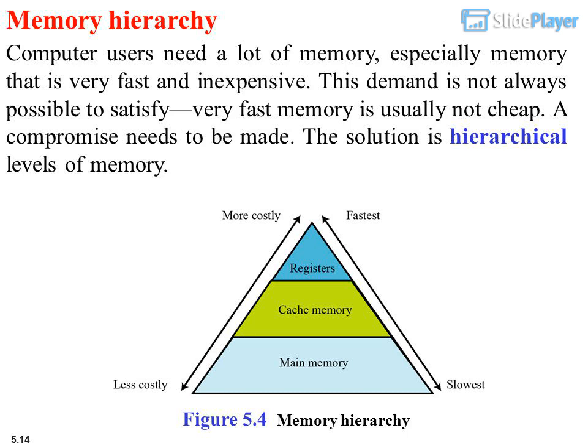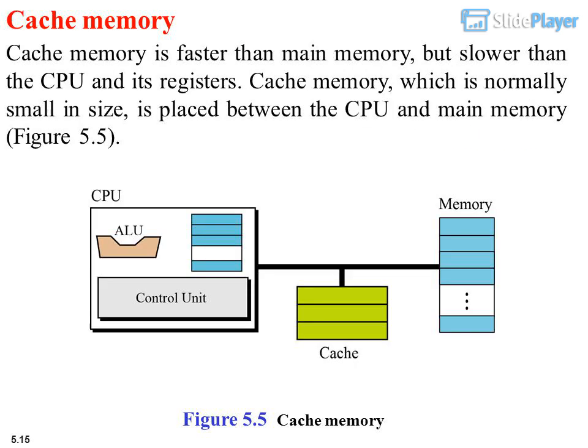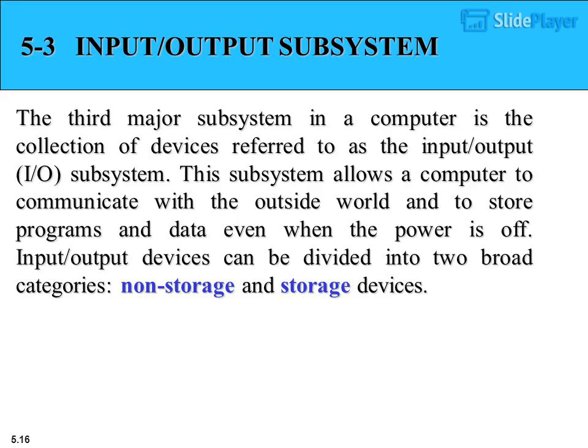Figure 5.4 Memory hierarchy. Cache memory. Cache memory is faster than main memory, but slower than the CPU and its registers. Cache memory, which is normally small in size, is placed between the CPU and main memory, Figure 5.5. Figure 5.5 Cache memory. 5.3 Input/output subsystem.